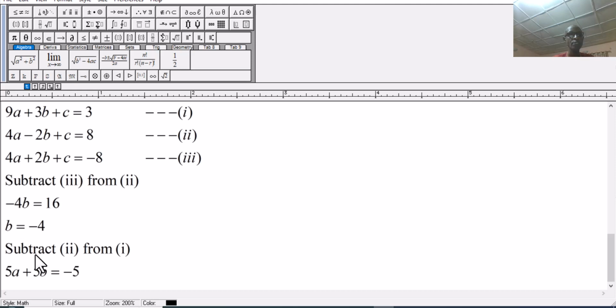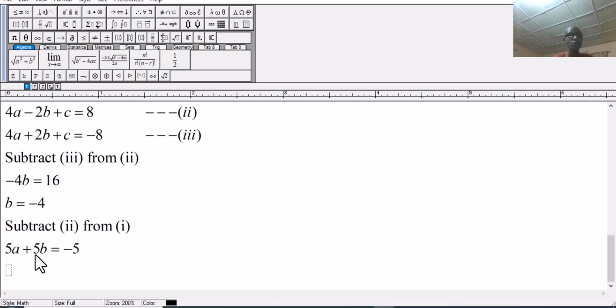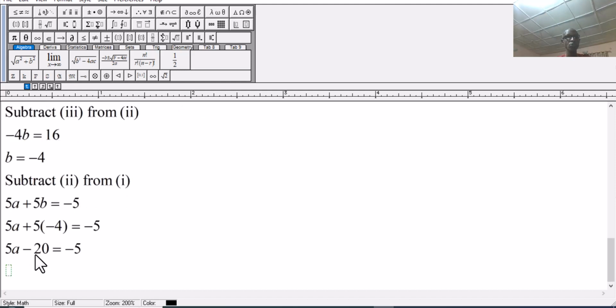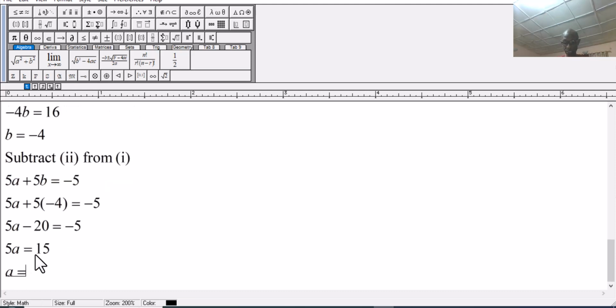So let's put that. So we have 5a plus 5 into b, minus 4, is equals to minus 5. So we have 5a minus 20 is equals to minus 5. So 5a is equals to 15. So our a is equals to 3. So we have gotten the value for a.